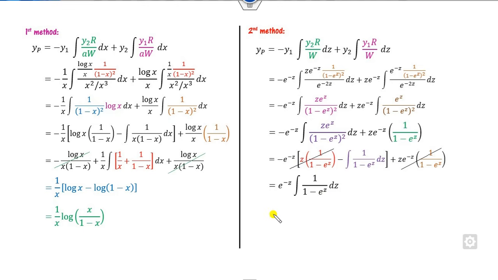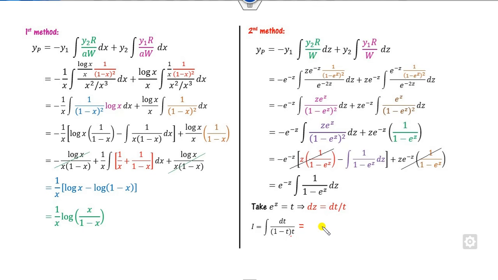How can you integrate them? Again, that's very simple. You can take this as t again. So e raised to the power z dz is minus dt. I can substitute this value here. This is t, and dz is my minus dt over t. That's fine, and sorry, it's 1 minus t. So you can simplify this here.